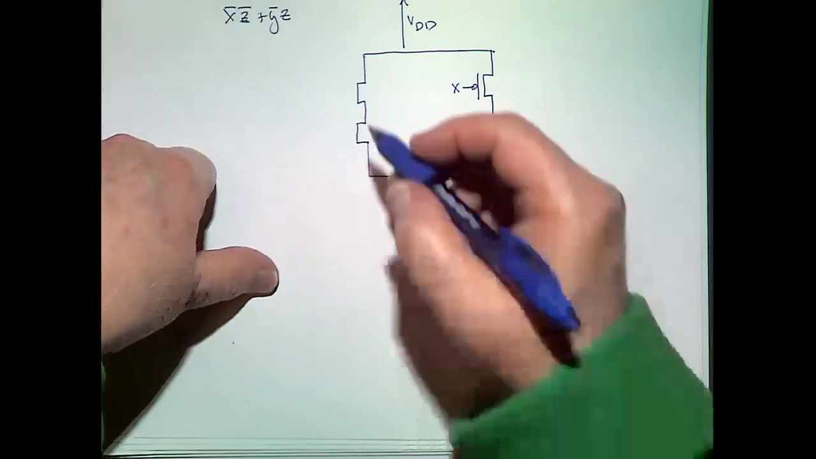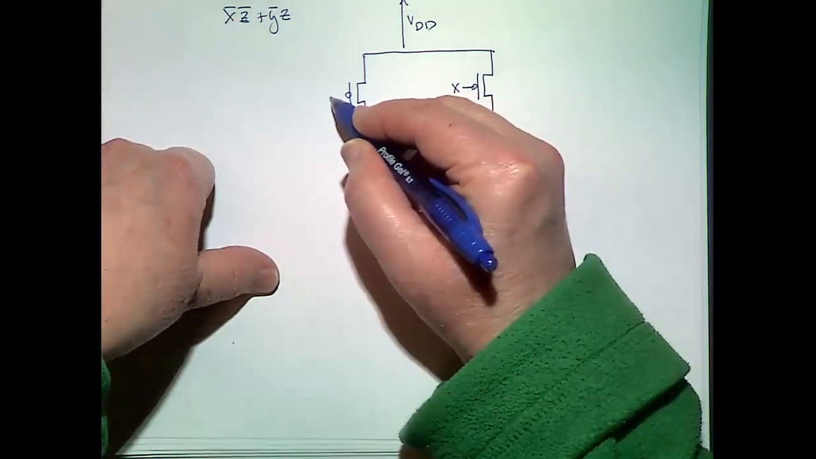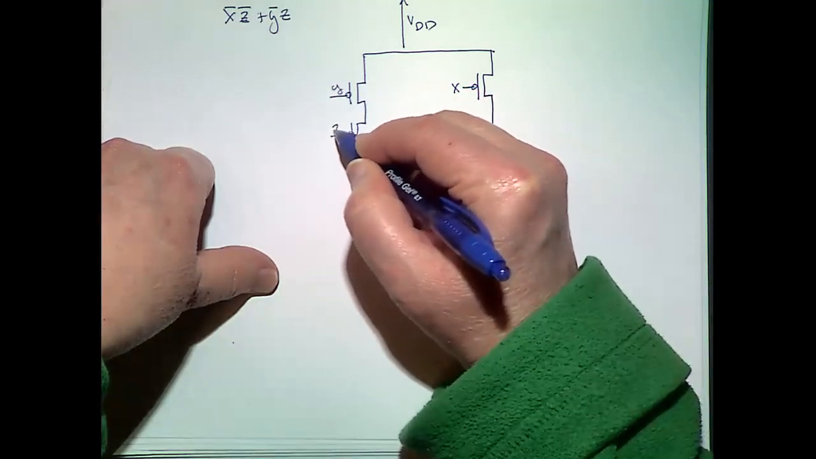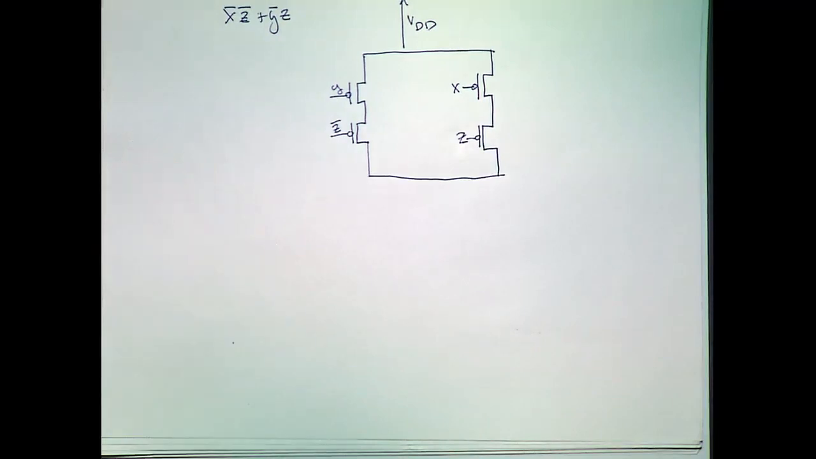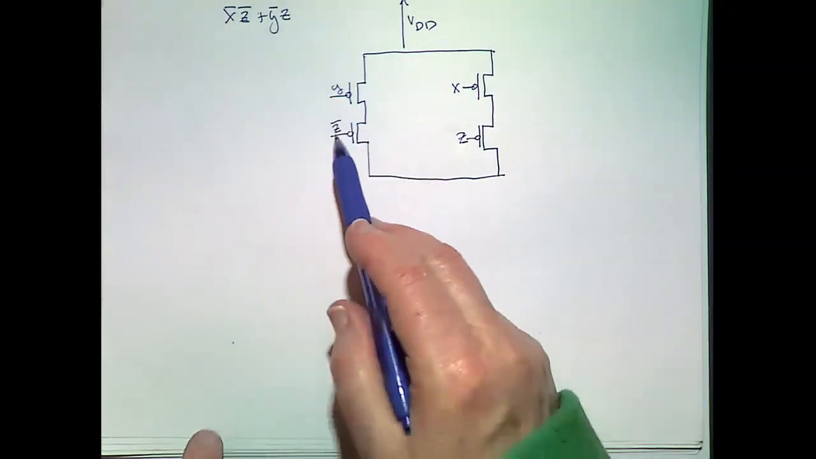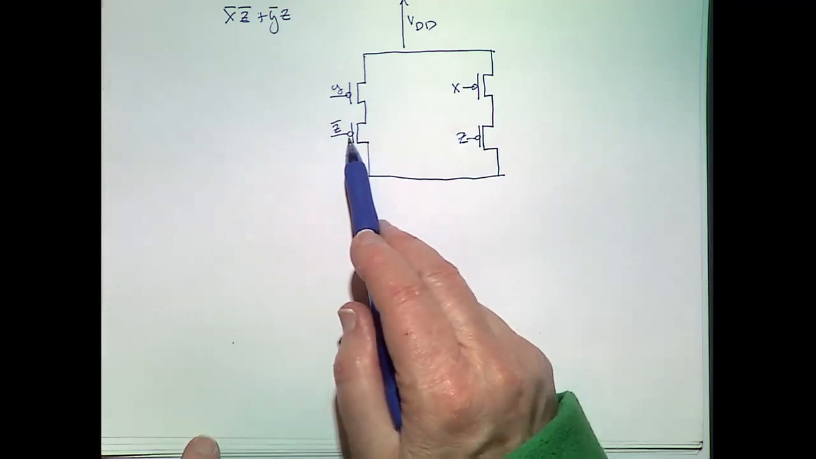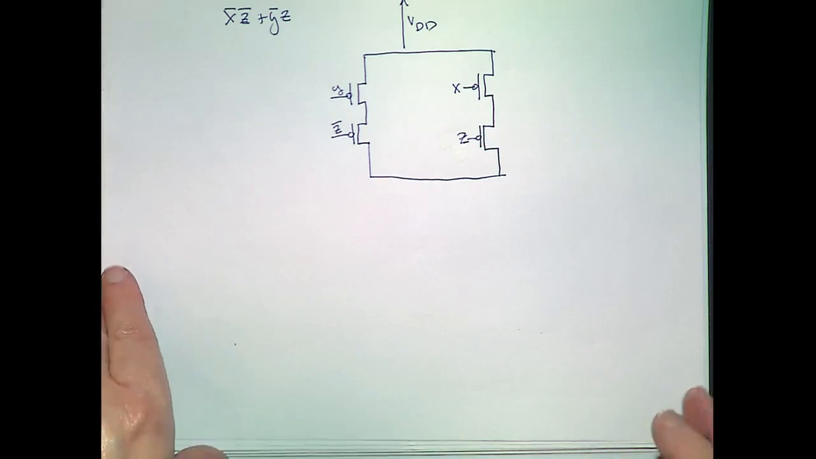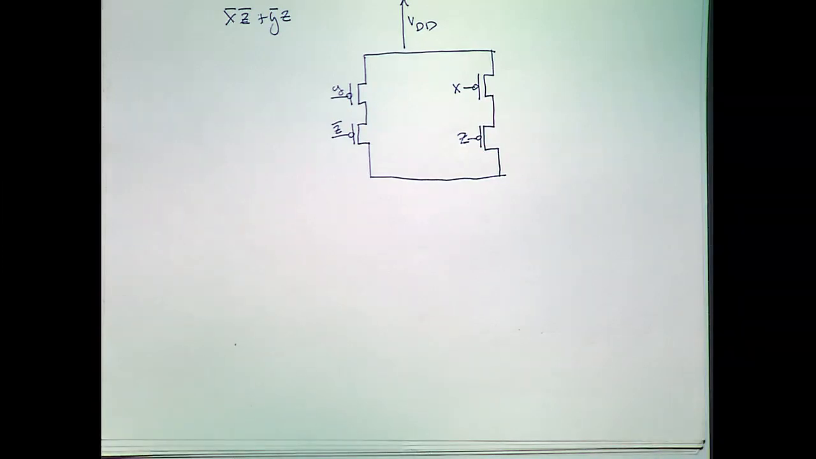Y bar, Z, okay, so this one's easy. But this one, I have a slight problem in that I need a Z bar here, because this wants to be on when Z is 1. So I need to complement this because it's going to be on when the gate input is 0.